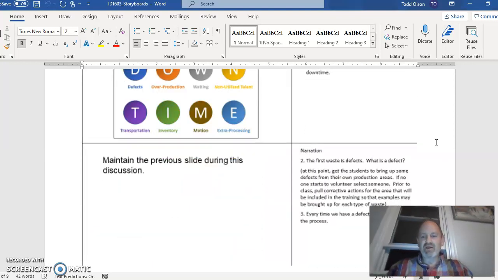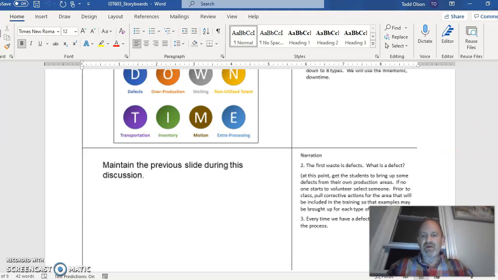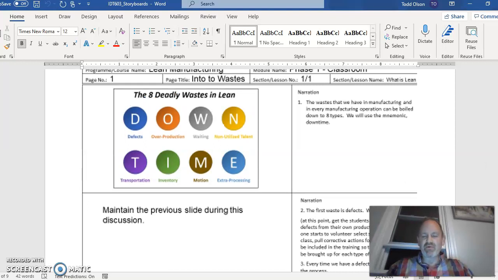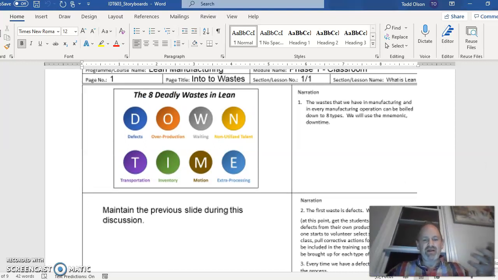This is our mnemonic that we're going to be using, DOWNTIME. Downtime is the mnemonic for all lean manufacturing: defects, overproduction, waiting, not using the talent that we have, inventory, motion, and extra processing. So this is what we're going to be going through the entire course.